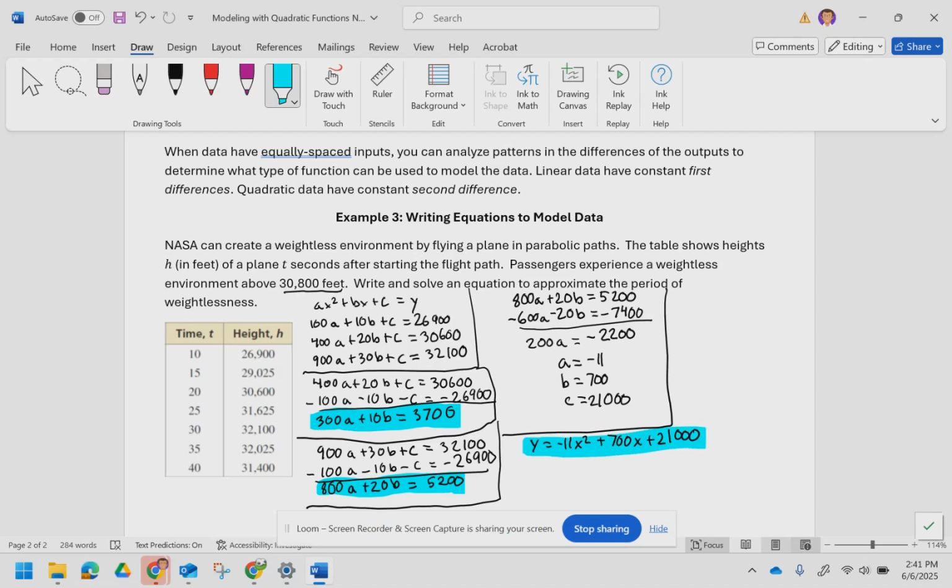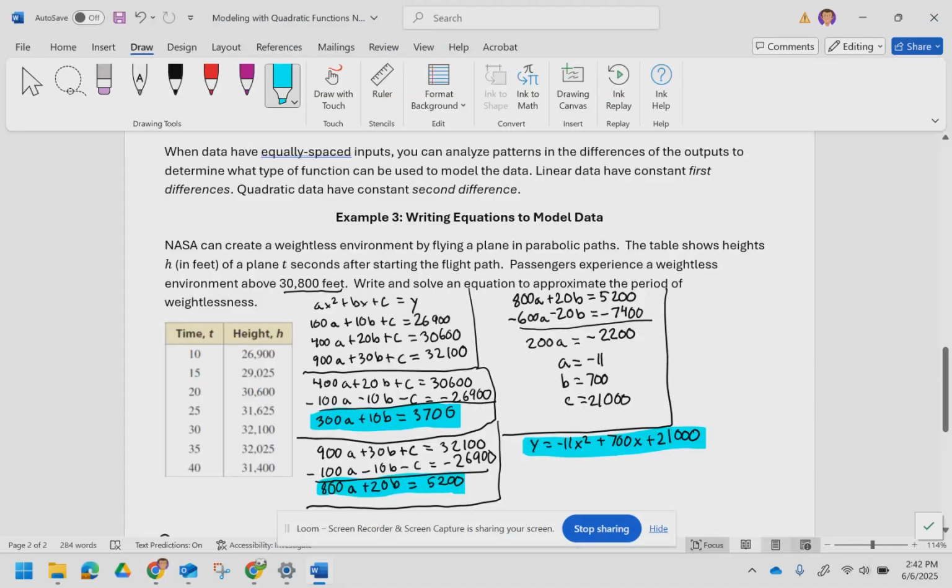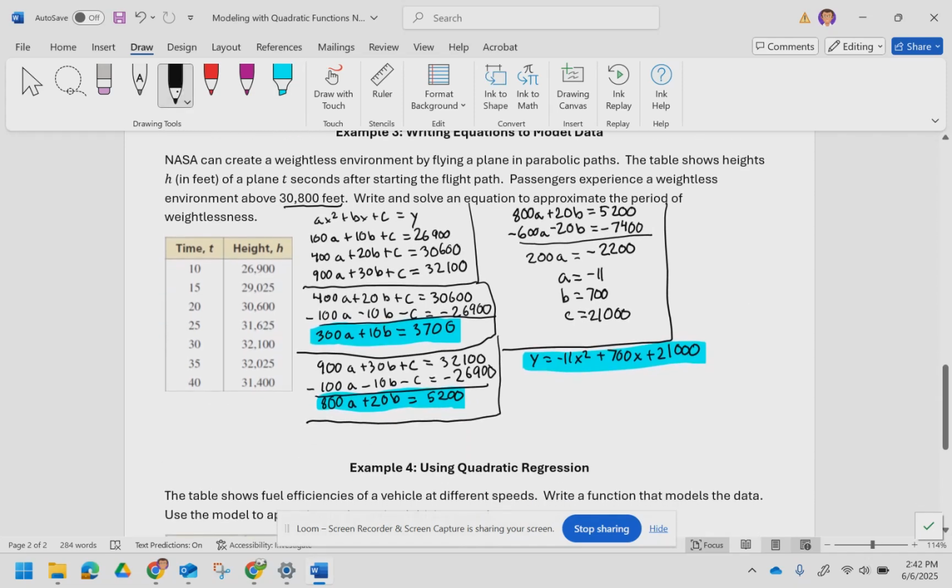So there's my answer. Now notice that passengers experience a weightless environment above 30,800 feet. So we want to know at what times they are above 30,800 feet. Okay, so essentially, I want to know when y is at 30,800.